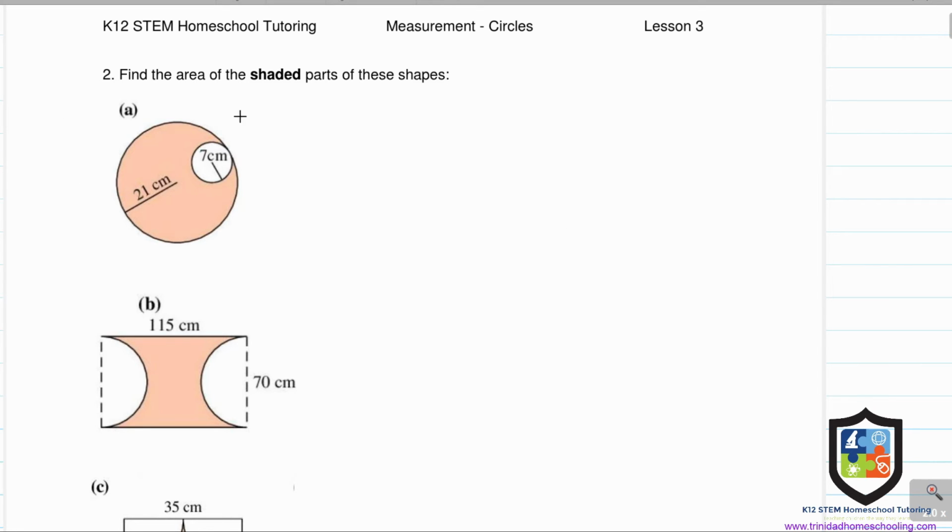So let's do that. So the area of the shaded part is equal to the area of the larger circle minus the area of the smaller circle.